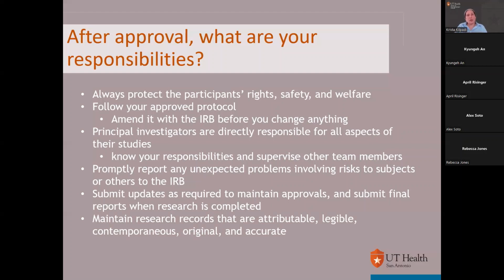And finally, when you're keeping your research records, your documentation of what's going on, make sure that your records are attributable, meaning you know who wrote them, legible, you can read them and know what they actually say, contemporaneous, meaning they were written at the time that the actual action happened. They're original, don't just keep the copies, keep the original documents so that we know what's going on. And finally, that they're accurate, that they reflect what really went on in the study.